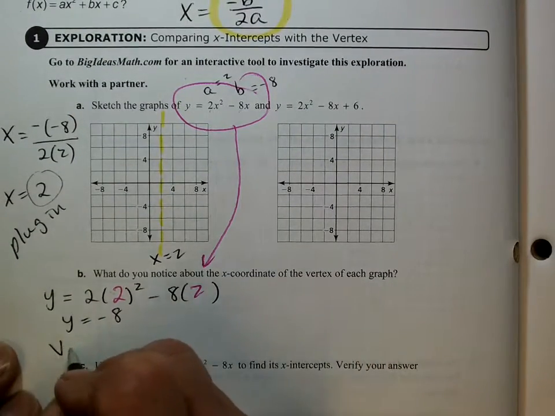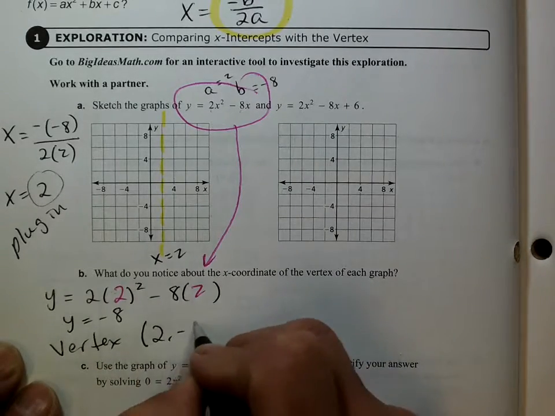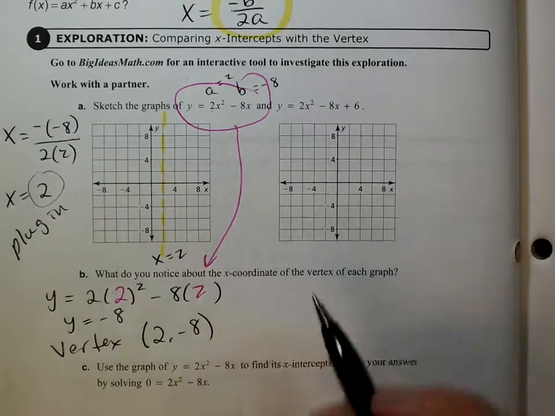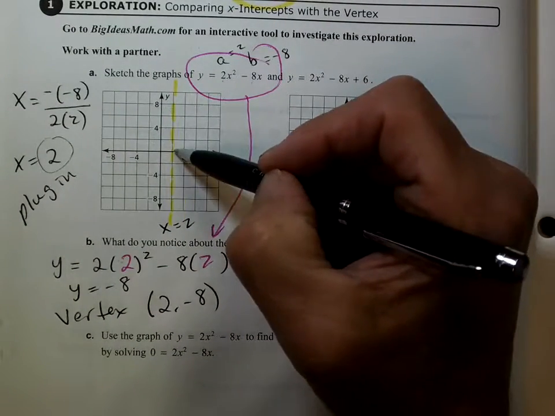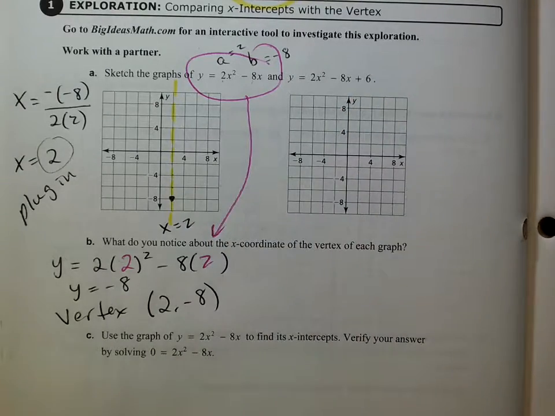So my vertex is at 2, negative 8. Okay, so I can graph that. So 2, and I go 2, 4, 6, 8.